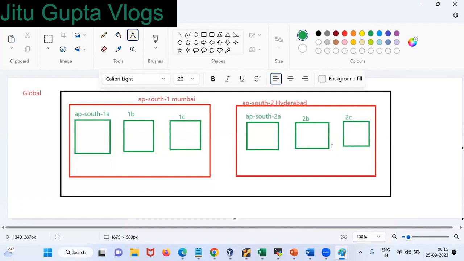Clear till here? Now, a question to everyone. From this architecture, try to form a sentence: what is a region?